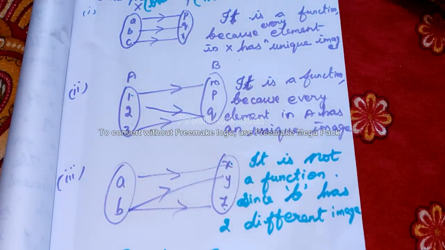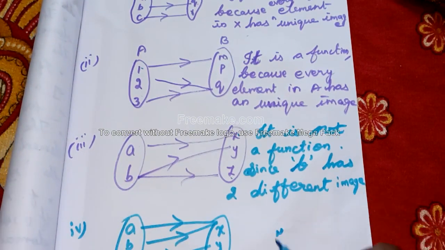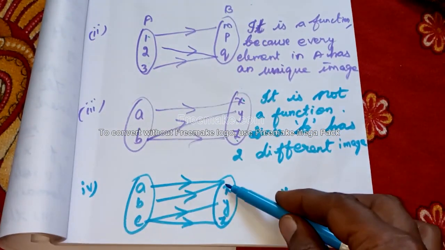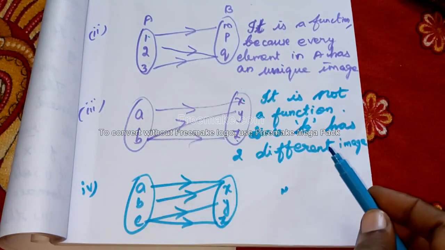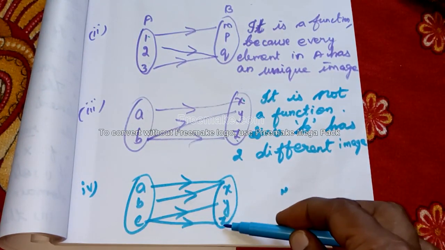Here, students, listen. A tree X has two branches. It is possible. Trees Y and Z have the same branch. Is it possible? No, it is not possible. Therefore, it is not a function. Have you all understood about the function? Okay, students.